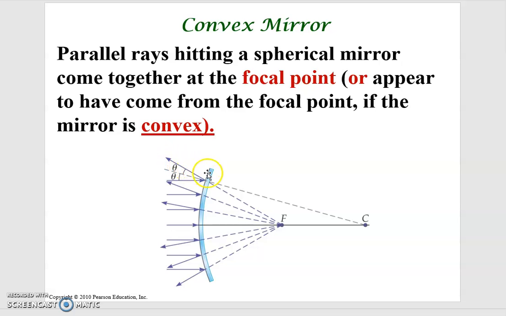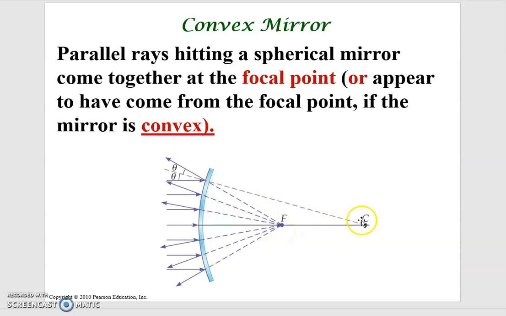Then you have to trace the reflected light backward along the dashed line here, and you will find out that as long as the original direction of the incident light is parallel to the axis, then once again, all the reflected light, when you trace them backward, they all gather at the same point, which is a focal point.